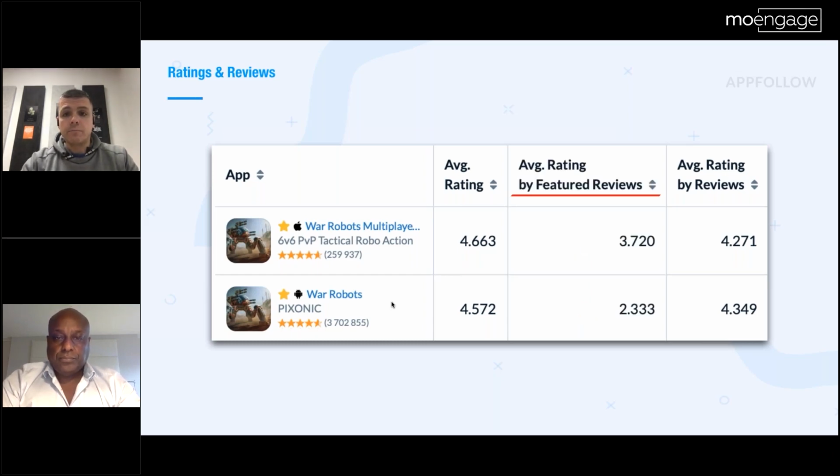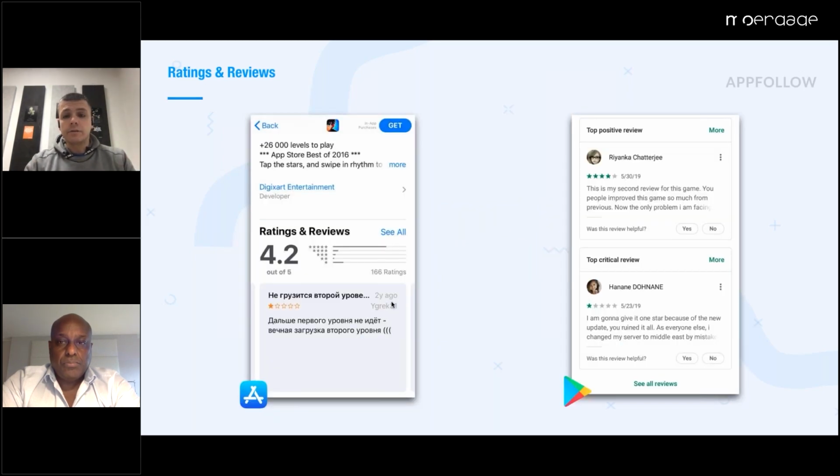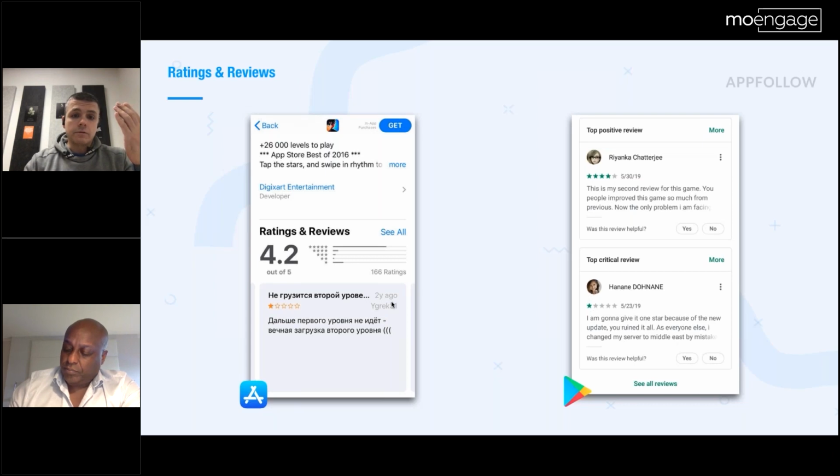But if we add the average rating by featured reviews, you can see that these reviews are written by very disappointed users. So paying attention to these reviews is actually much more important than the average rating, because their influence on your conversion rate and installs is even higher than the one that the average rating has. This is how the app pages look both on the App Store and Google Play. And you can see that these negative reviews are something very visible, something that everyone will see when they decide whether to install your application or game or not.